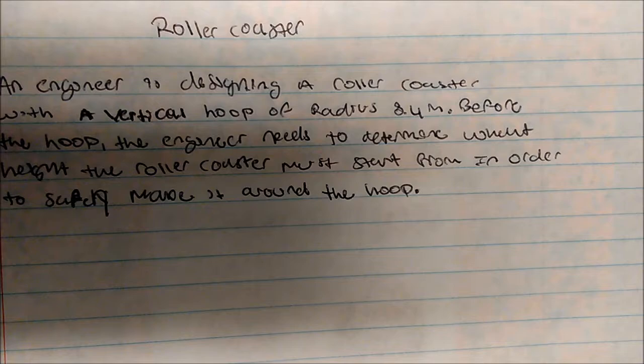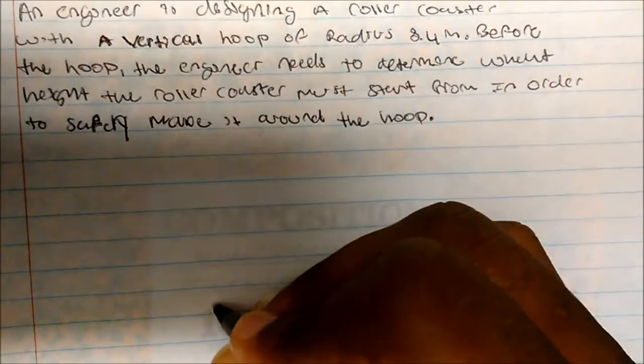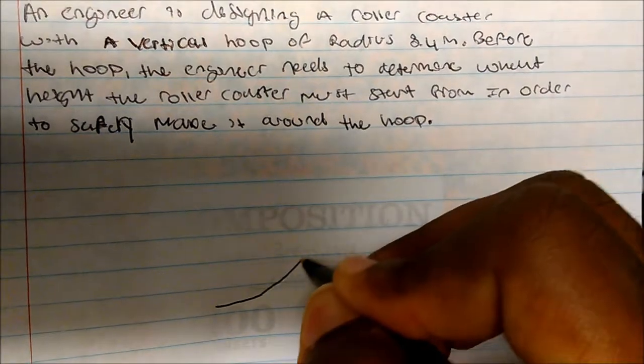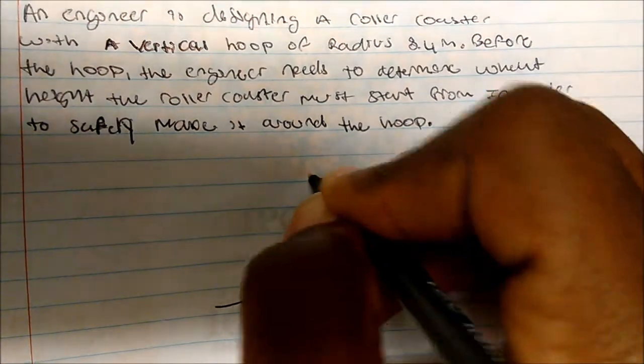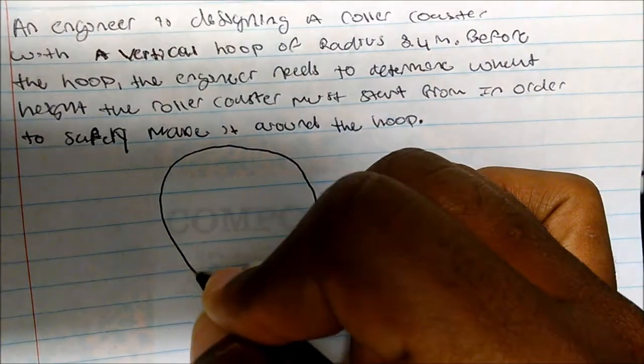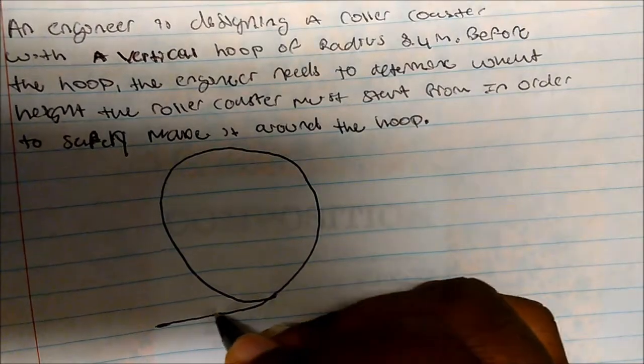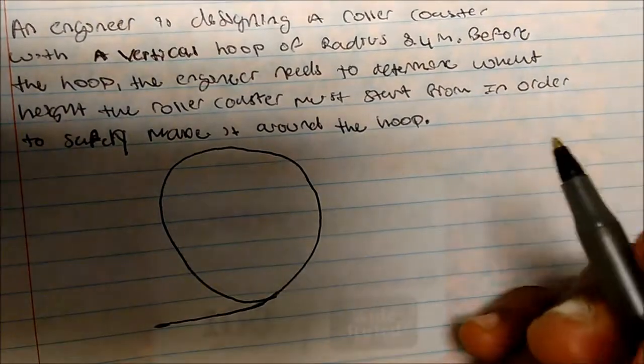So the first thing I'm going to do is draw a picture. Maybe you could say this is your loop. I'm trying my best to make this as circular as possible. So maybe we could say this is our loop, okay?